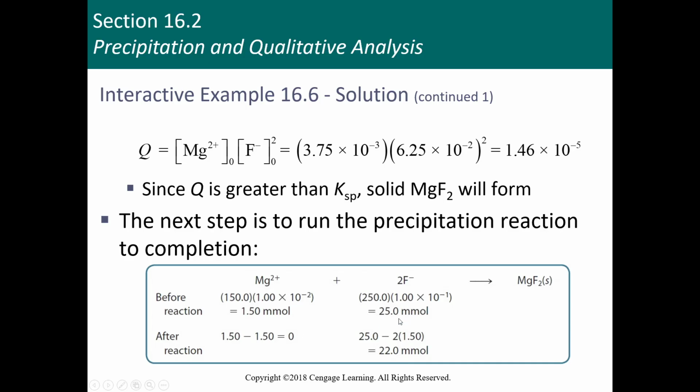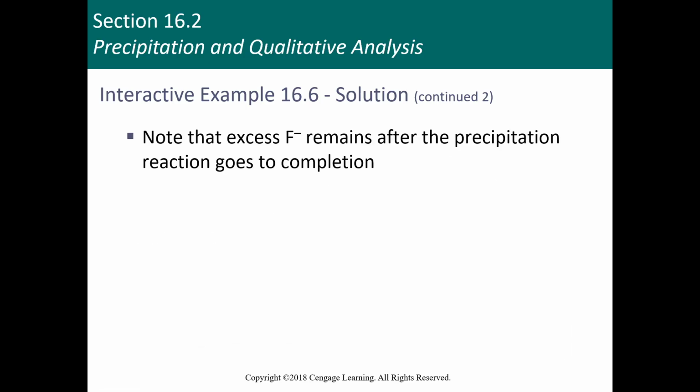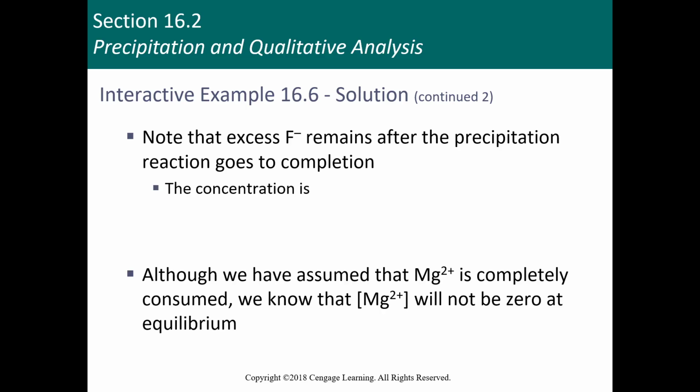This one right here was 25 millimoles. It'll be minus 2 times this Mg2 plus number, because again, you use 2 F minuses for every Mg2 plus. And so that is then 22 millimoles after we run this reaction to completion. And so we have excess F minus that remains after the precipitation reaction goes to completion. That concentration of that excess F minus would be 22 millimoles divided by the total volume 400 milliliters, which gives us this number right here.